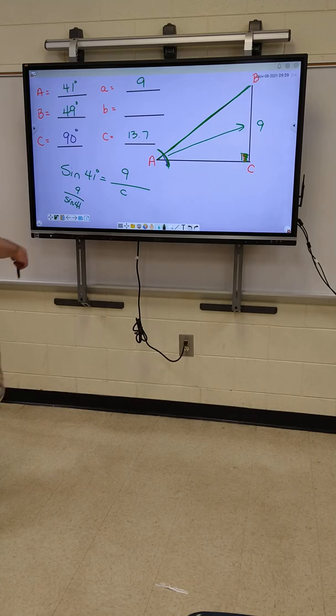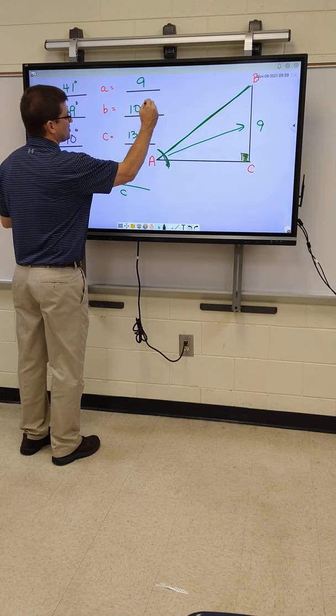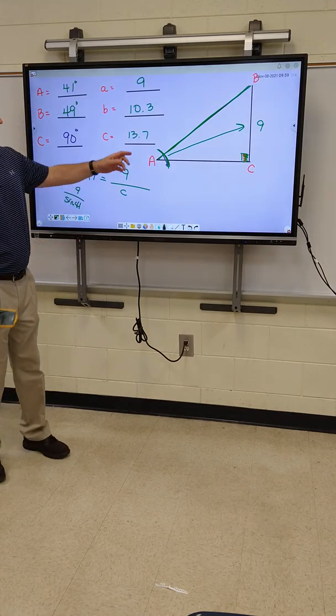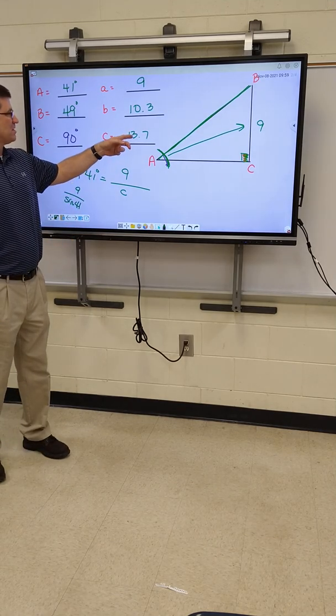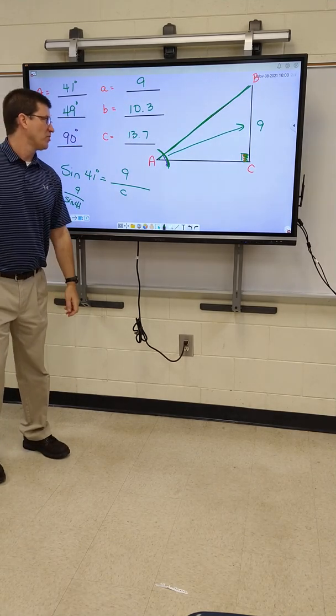All right, so going by what I said on the last problem, can we assume this answer is right? Yes, because my side c is my biggest side, and it is my biggest number on this one, so I'm right.